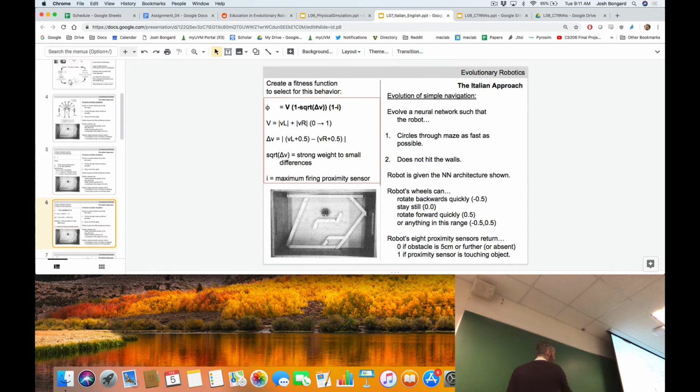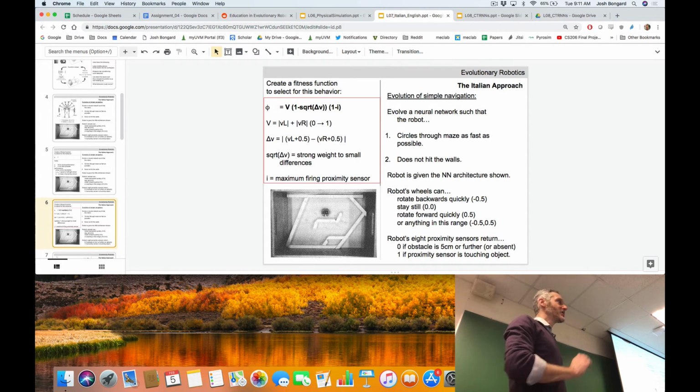So if we have the square root function, this means that when x equals 0, and we'll assume that x is delta V here, so when delta V is 0, that's fine. When delta V, or the difference between the two values of the motor, starts to diverge, so we get non-zero values of delta V, the square root of delta V goes up very quickly. So we're penalizing very harshly any difference between those two values.